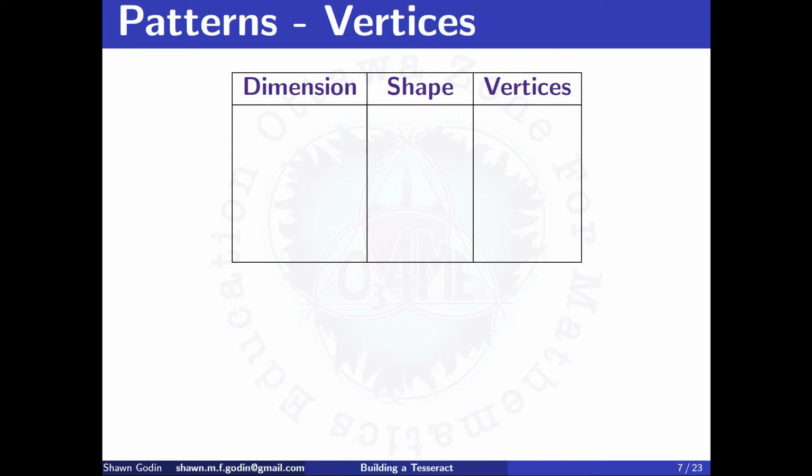Okay, so let's find some patterns in the objects that we understand and can draw, and see if we can extend that to find out about what's happening in higher dimensions. So we'll start with the easiest thing to deal with, the points or the vertices of our shapes. In dimension 0, we have a point, and so we only have one vertex. For dimension 1, it's a line segment, and it's going to have 2 vertices.